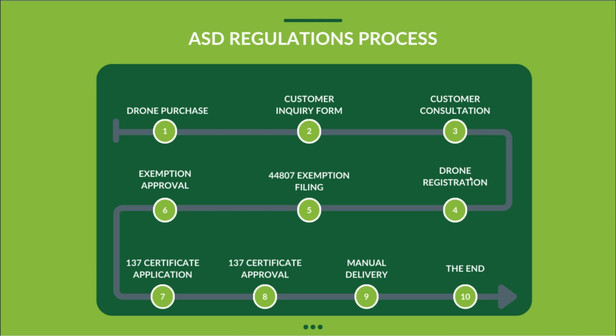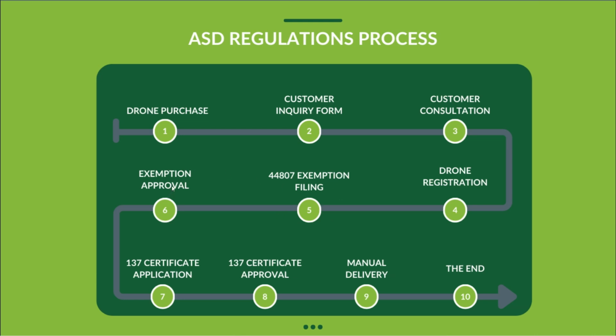Drone registration is that first piece. In the previous video, we talked about transferring a registration and registering a brand new aircraft. Either way, we'll need to get an N number. Once we have that N number, we can file that 44807 exemption, which is that blanket Class G COA exemption and conditions and limitations that we file on the federal docket, and that is your exemption itself.